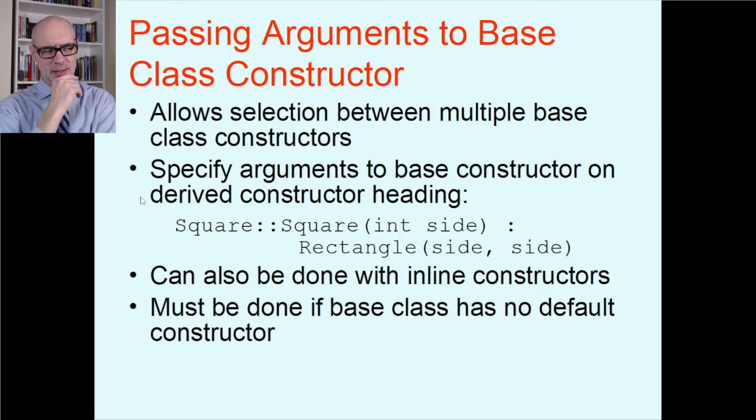So here's what that looks like in C++. And this is new. This is different. It's not going to look like stuff you've seen before. So what you do is you specify the arguments to your base constructor on your child constructor heading. So just for argument's sake, let's say I want to make a class called square. Now, a square is a special type of rectangle. Every square is a rectangle. You already know that. Squares are subsets of rectangles. So it would make sense to make the square class a child class inheriting from rectangle.